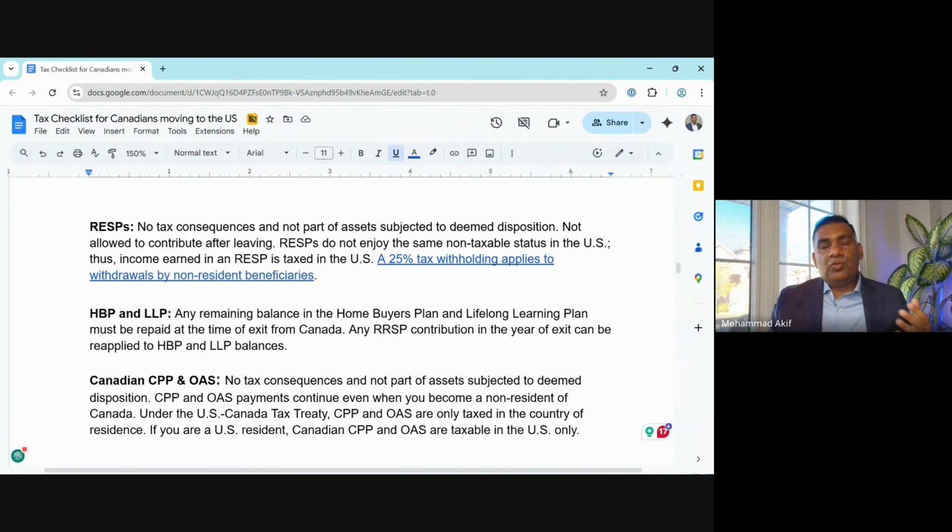Again, depending on the situation, how much money you put in, how old the kids are, how big the account is. There are so many things that you have to go through before deciding on this, right?